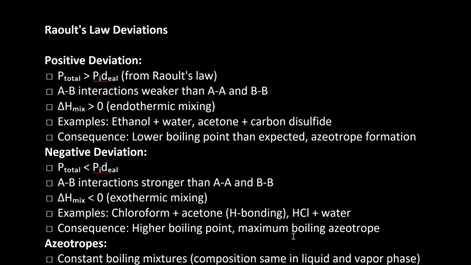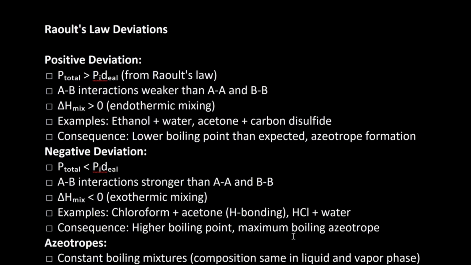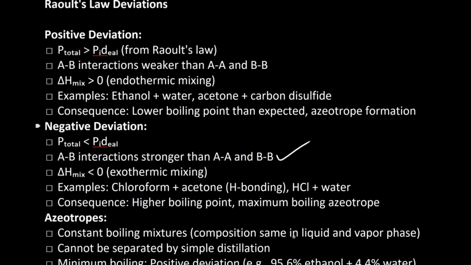Talking about Raoult's law, we have negative deviation from Raoult's law and positive deviation. Check out the examples of which will show negative deviation and which will show positive deviation. Negative deviation means the AB interaction is stronger than the AA and BB interactions, and P total is less than P ideal, right? Examples like chloroform and acetone will have a higher boiling point and form a maximum boiling azeotrope.